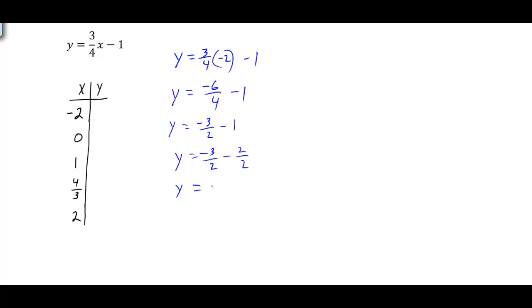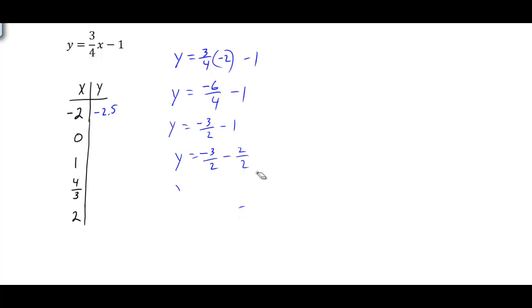We would end up with y equals negative 5/2. Or if you prefer, you could divide this, and this would be equal to negative 2.5. Okay, now I want to point out we could go through all these steps, but I want to look at another way we could complete this table.